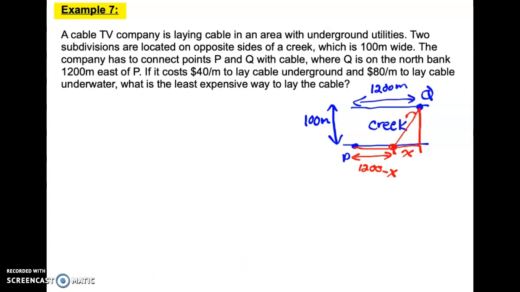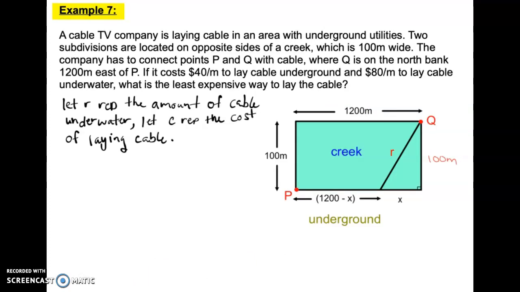Okay. And by the power of technology, I've replaced it with a nicer looking diagram there. So I've declared a let statement. R is going to be the amount of cable under the water. And C is going to be the cost of laying the cable, because that's what we're actually interested in. We're trying to find the least expensive way to lay the cable. X I could also define, it's already defined in my diagram as well. So is r, but you could write a let statement if you wanted.